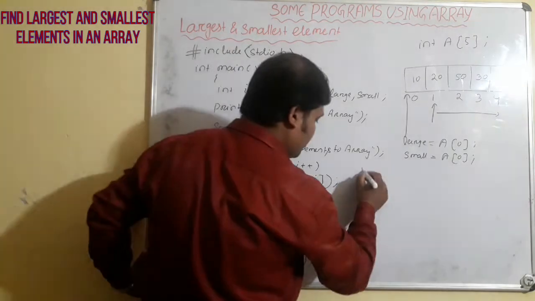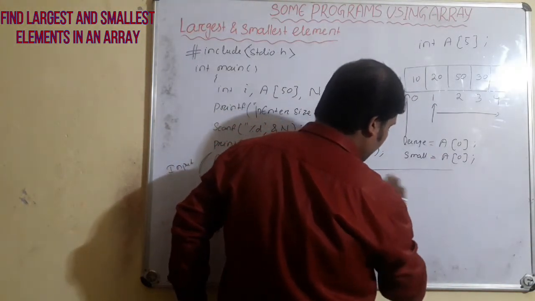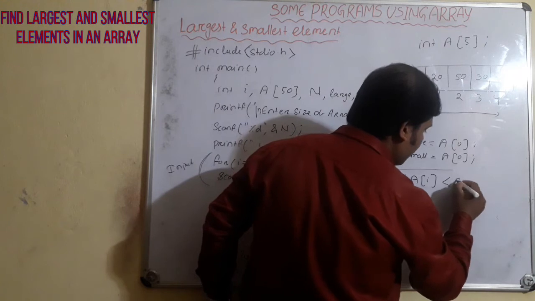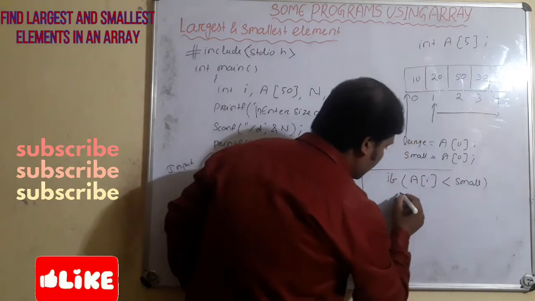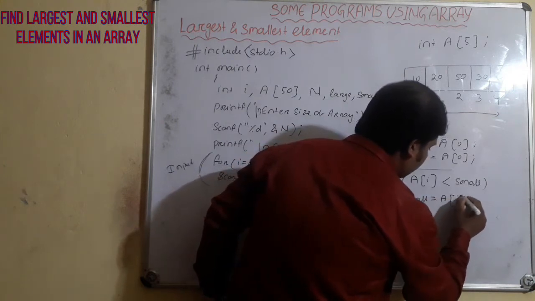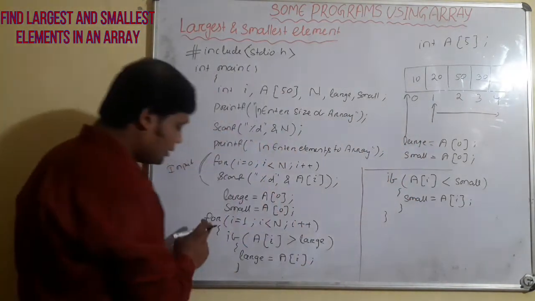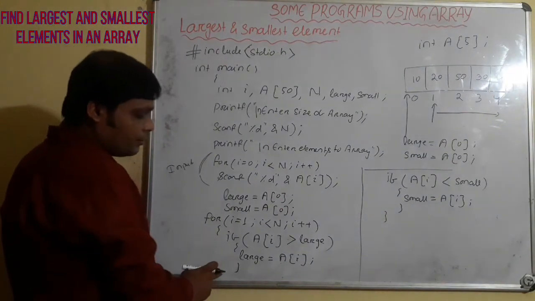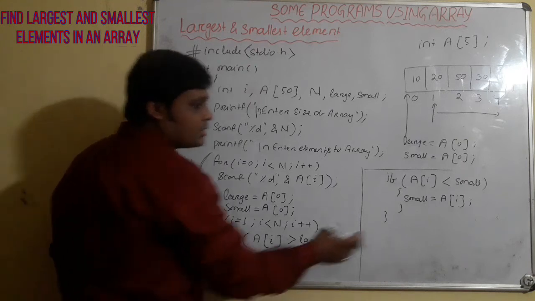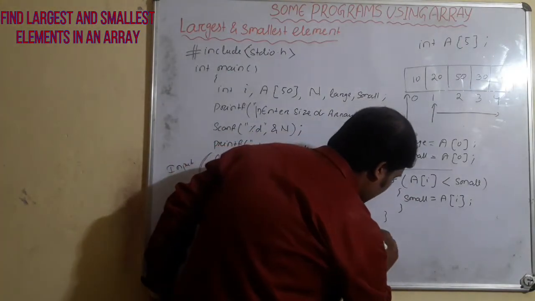Same, another if statement will be there. If any a[i] is less than my small, then my small will be that a[i]. Clear? So this is the end of this for loop. After completion of this loop, the largest element will be stored in the variable large, and the smallest element will be stored in small.